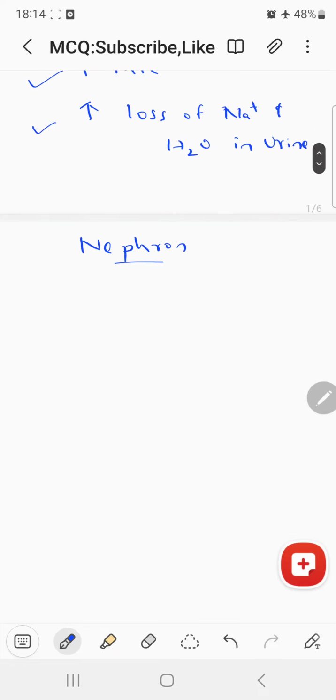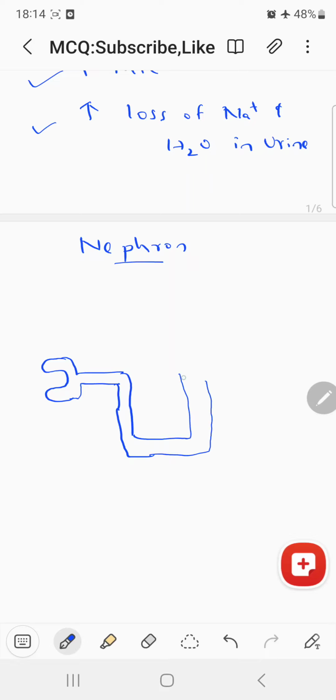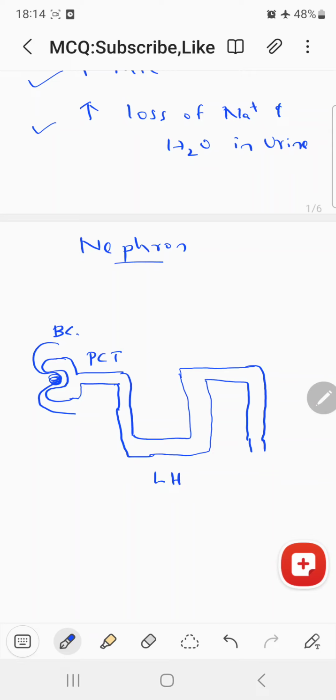As you all know, a rough diagram of the nephron will look like this. This area is called the Bowman's capsule. Glomerulus is here. This horizontal part is called the PCT or proximal convoluted tubule. This U-shaped region is called the loop of Henle, LH.